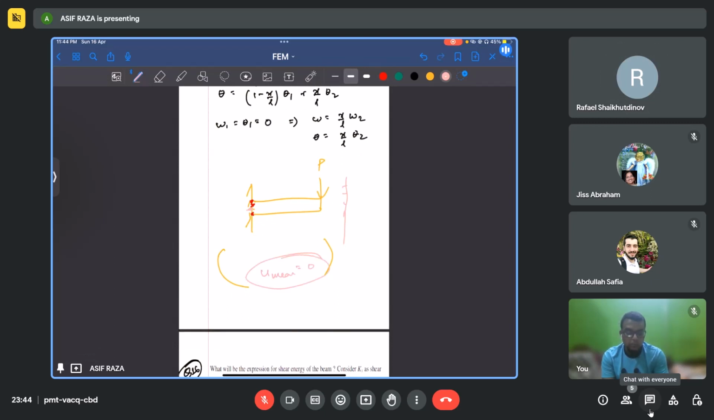It means, suppose the topmost point has a slight displacement at the top, then the bottom point must be moving slightly down. So in an average sense, this complete thing would be equal to zero, isn't it?